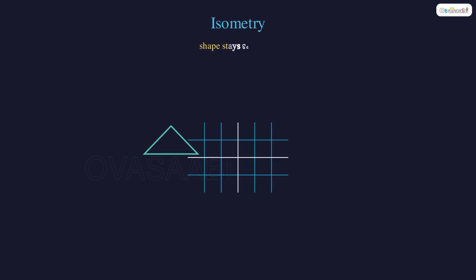An isometry is a transformation that keeps size and shape unchanged. Translation slides, reflection flips, rotation turns. Enlargement changes size using a scale factor.